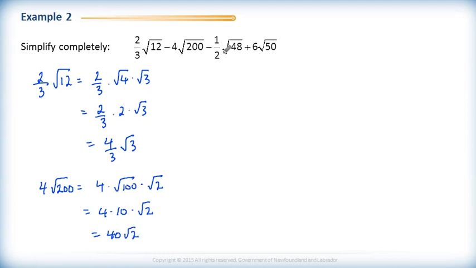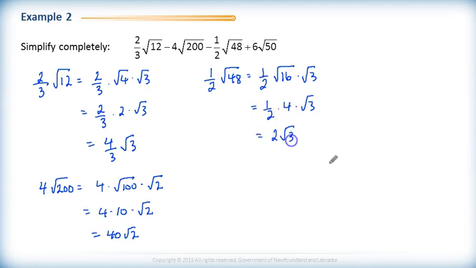Now we've got to work on the 1/2 square root of 48 as well. 1/2 square root of 48 is equal to 1/2. The largest perfect square factor of 48 is 16, so we have square root of 16 times 3, which gives us 1/2 times 4 times the square root of 3. 1/2 of 4 is 2, so we have 2 root 3.